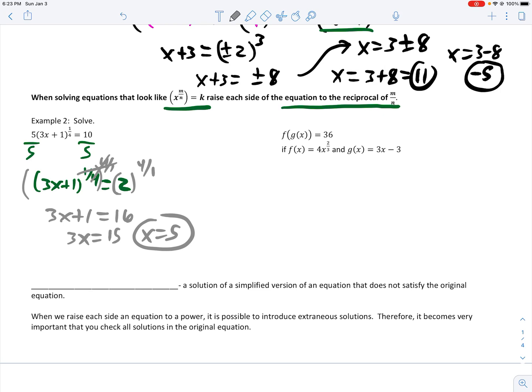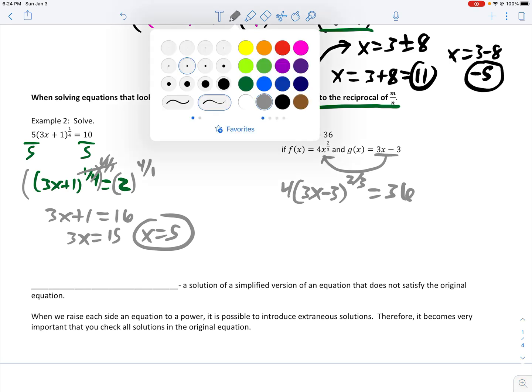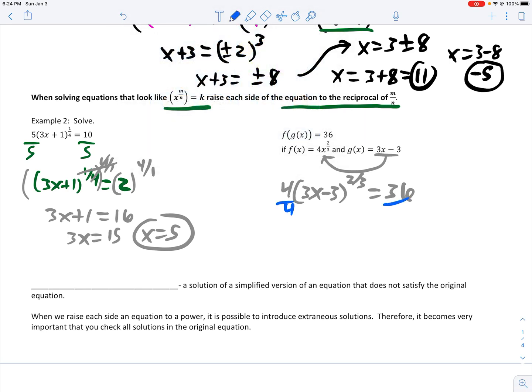If you look at the next one, you got the weird notation. So f of g of x means we're going to take g of x and plug it into x. So we have 4 times 3x minus 3 raised to the 2/3 power equals 36. So now I'm going to divide by 4 first. So I get 3x minus 3 to the 2/3. Right? 4 goes into 36 9 times. So now to get rid of the 2/3, raise it to the reciprocal, so 3/2. So this just gives you 3x minus 3, because this reduces to 1.